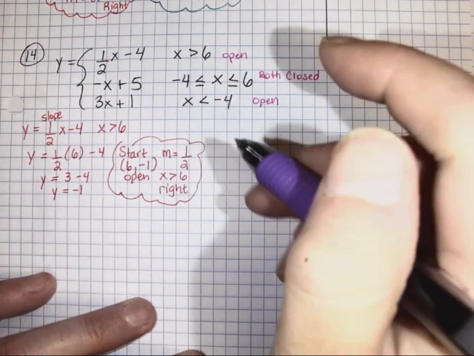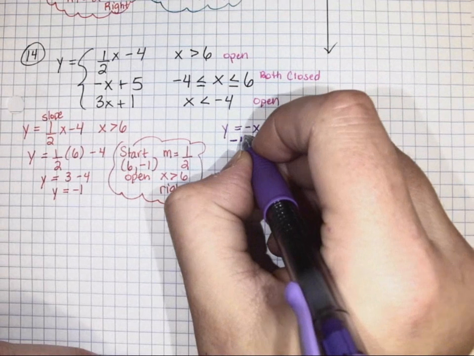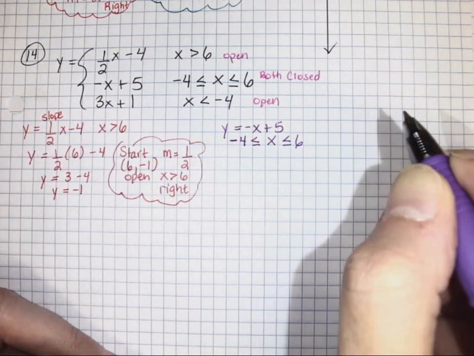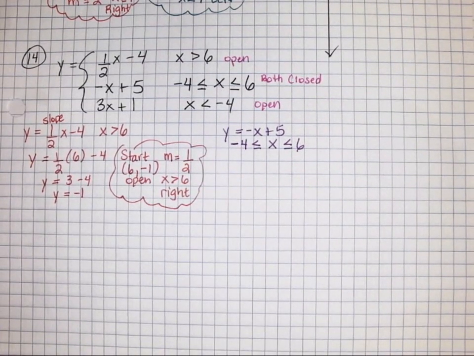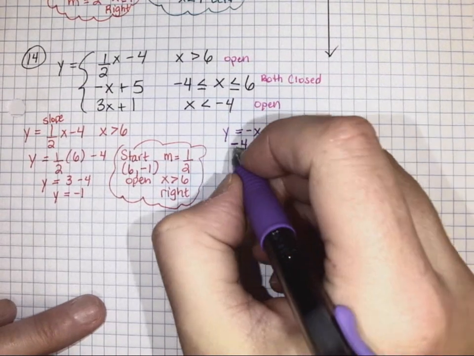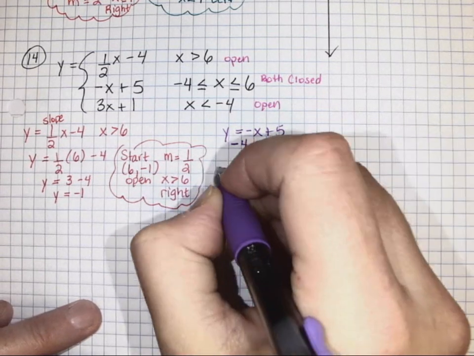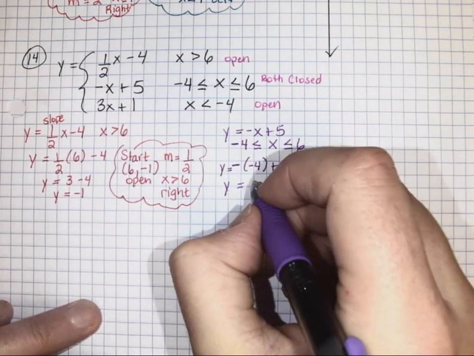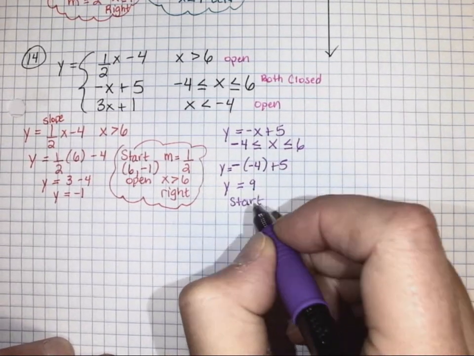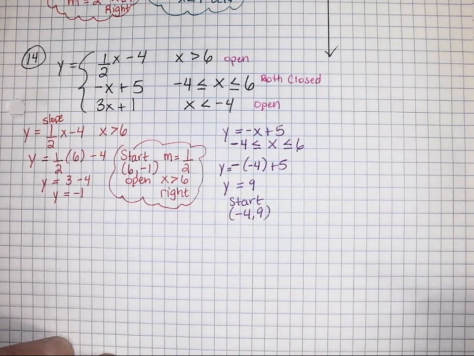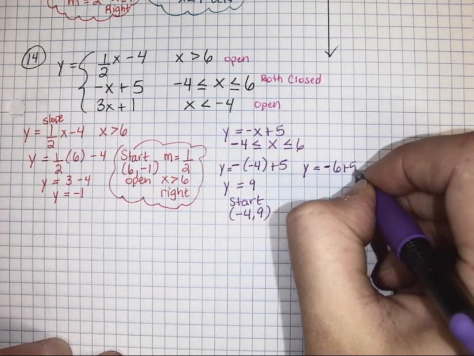For the middle part, I have y equals negative x plus 5. And I'm going to plug in negative 4 and 6 to see where it starts and where it ends. When you have a compound inequality or a sandwich, you plug in the starting and ending points. So I have negative 4 plus 5. So y equals 4 plus 5, which is 9. So where it starts is at negative 4, 9. And then I plug in 6. So I got negative 6 plus 5.